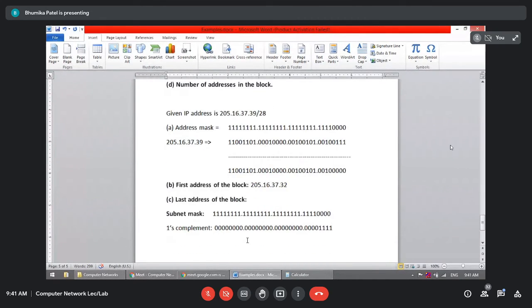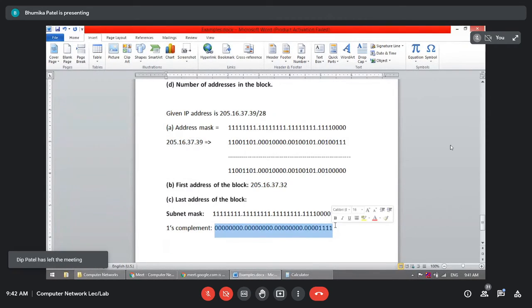Now perform the OR operation between the IP address given in the question, that is this one, right, and the ones complement of the subnet mask. That is it.